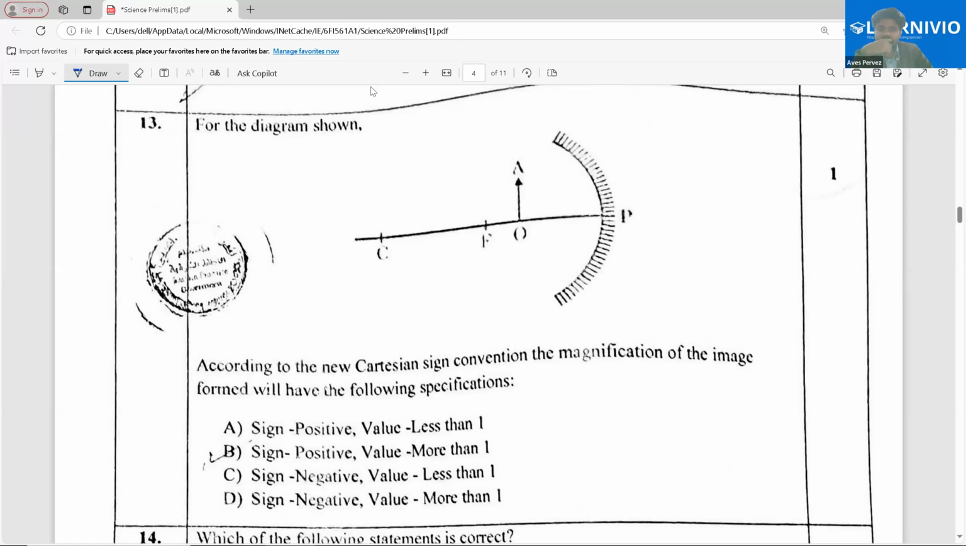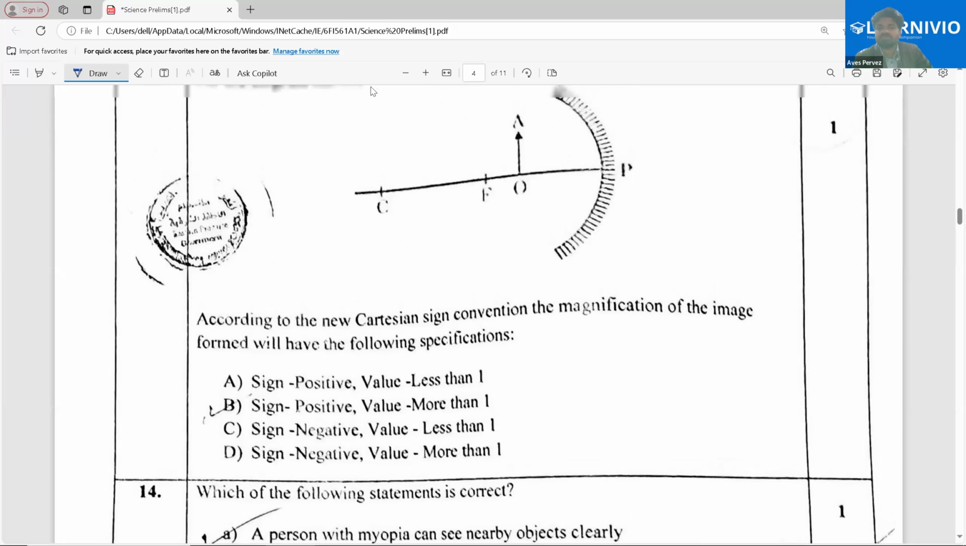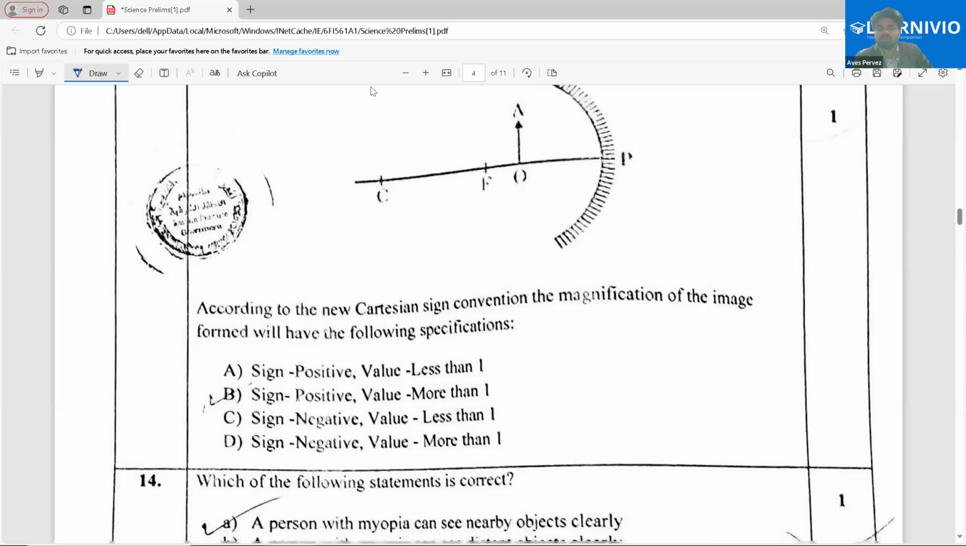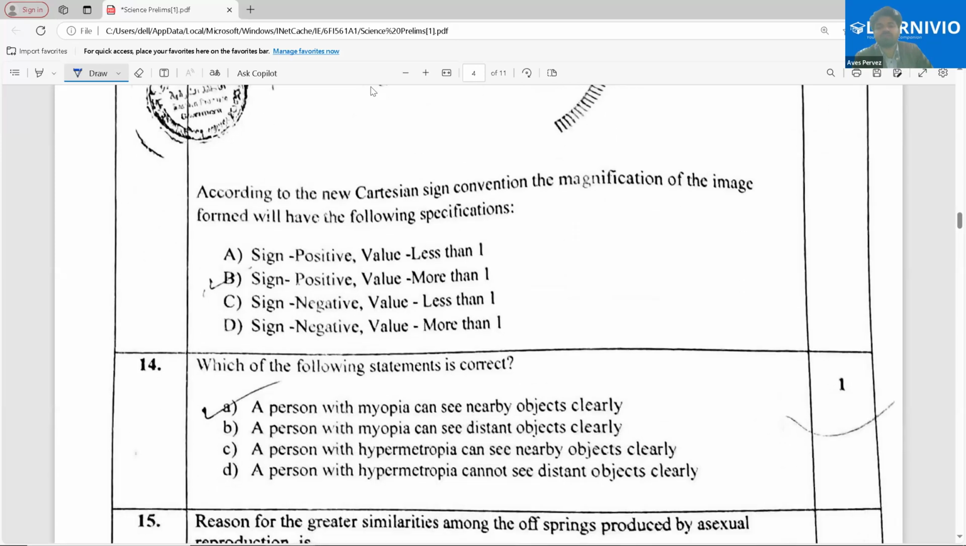According to the new Cartesian sign convention, the magnification of the image formed will be positive and more than +1. Yes. Do you know the option? Yes, because the image will be formed behind the mirror. The plus sign indicates a virtual image and greater than 1 means enlarged.